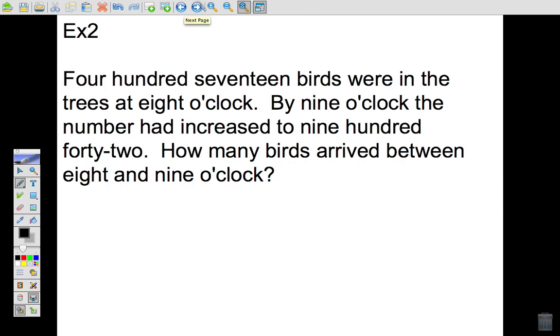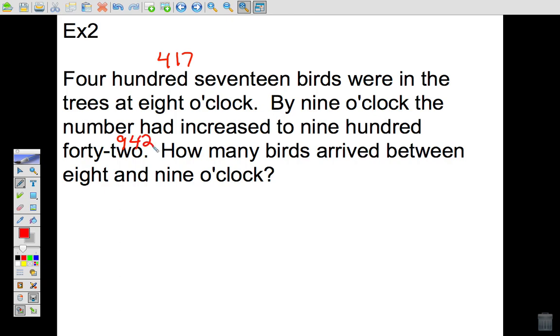All right, example 2, I'm going to read this a few times. It says 417 birds, so I'm going to write that number up there. 417 birds were in the trees at 8 o'clock. I'm just going to stop and think about what that means. So at 8 o'clock, there were 417 birds. Now, an hour later, or in other words, at 9 o'clock, the number had increased to 942. So at 9 o'clock, there's 942.